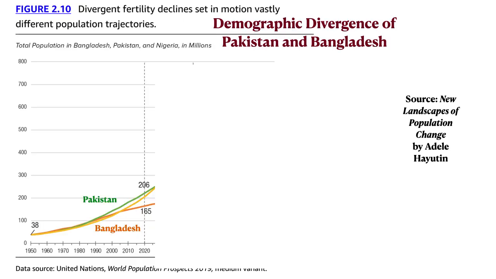You can see this graph here. We have Pakistan in green, Bangladesh in orange. Yellow is Nigeria, which is extraneous for the current conversation. But it's interesting to see how they start to diverge around 1990, with Pakistan continuing to go up and Bangladesh, with the birth rate, at least the population growth rate, starting to level out.